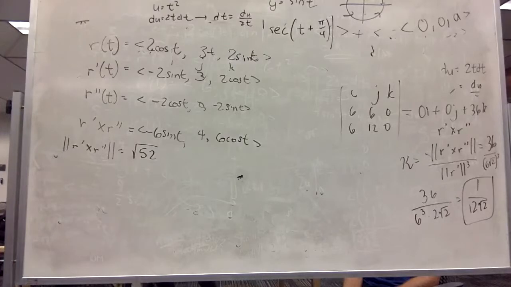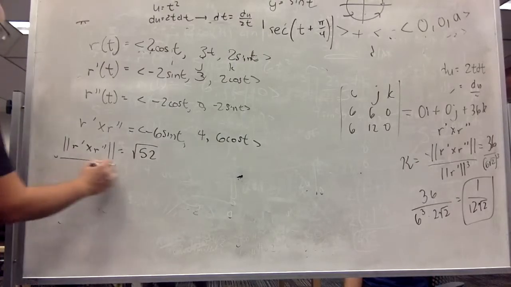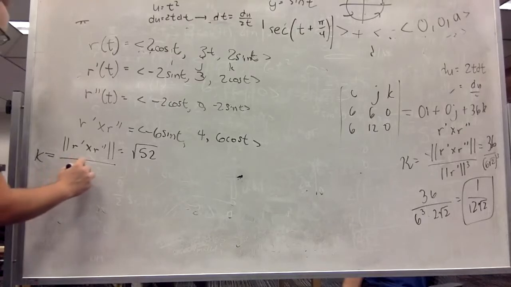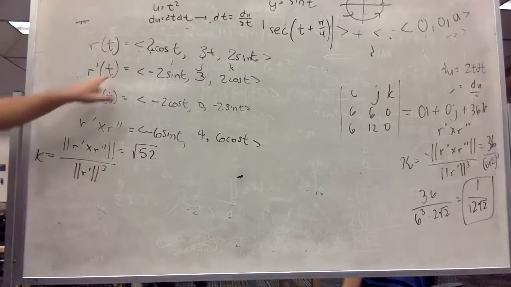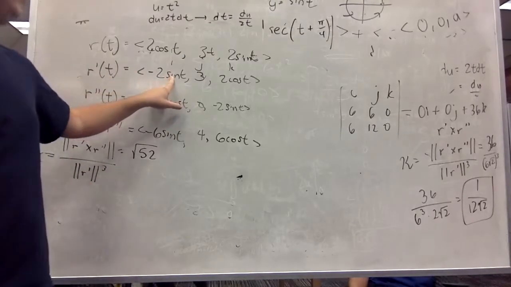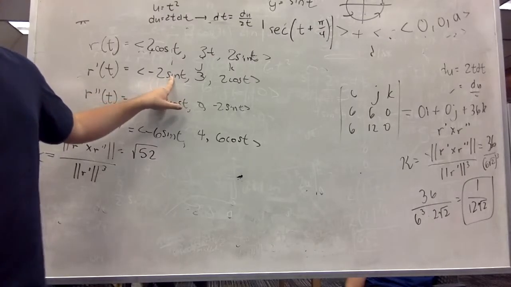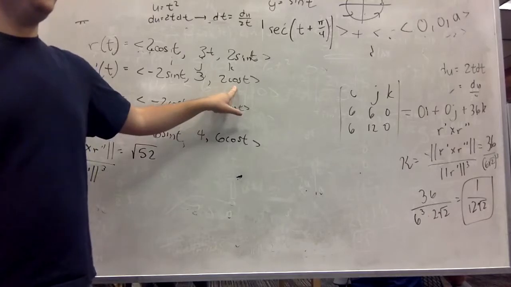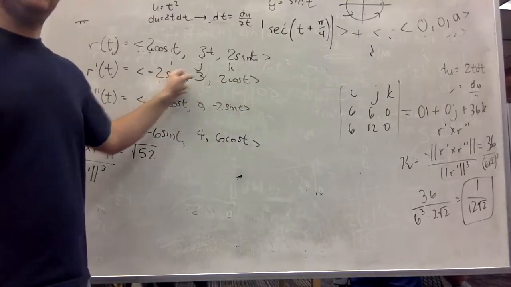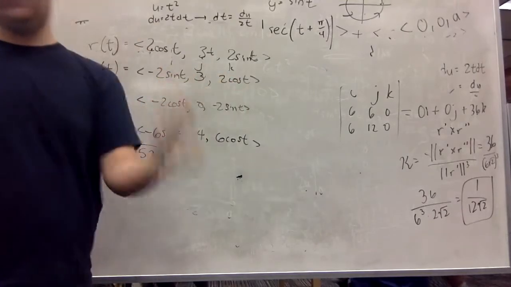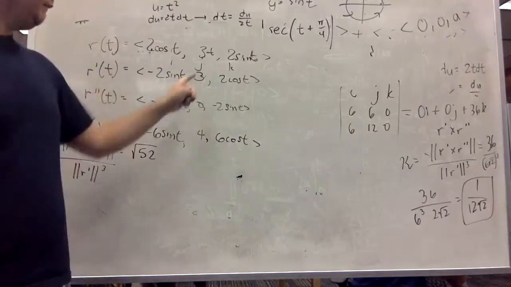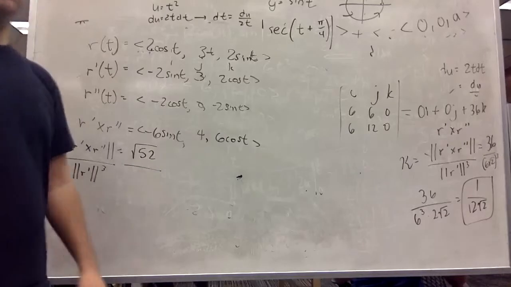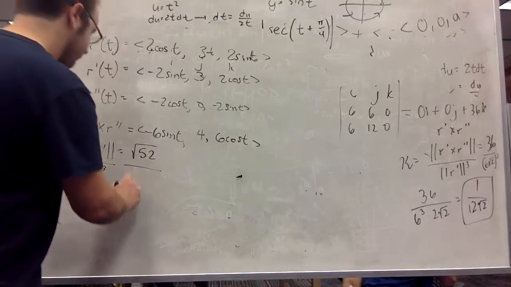Now we have to do the curvature, which equals this guy over the magnitude of r prime cubed. Now here's r prime. Let's square this guy. What's negative 2 sine t squared? It's going to be 4 sine squared plus 9 plus 2 cosine t squared. That'd be 4 sine squared plus 4 cosine squared. What's 4 sine squared plus 4 cosine squared? It's 4. Plus 9 gives me what? Radical 13.